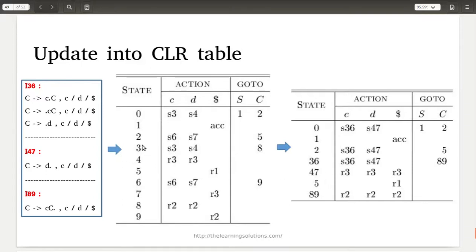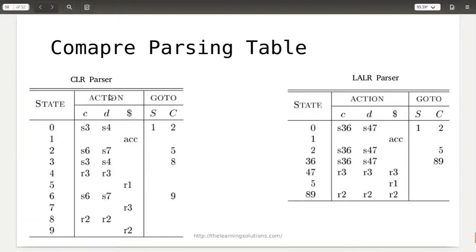So just observe, in the state 3 and 6 we perform the action part with the combination of shift operation. Now in 3 and 6, if you observe, 3 on C gives rise to 8, whereas 6 on C gives rise to 9. So we will combine this. 36 on C goes to 89, and we have state 89 possible. So this also doesn't produce any conflict. So in this way this type of LALR parsing table is prepared. So just compare the CLR parsing table and LALR parsing table. The number of states are reduced.